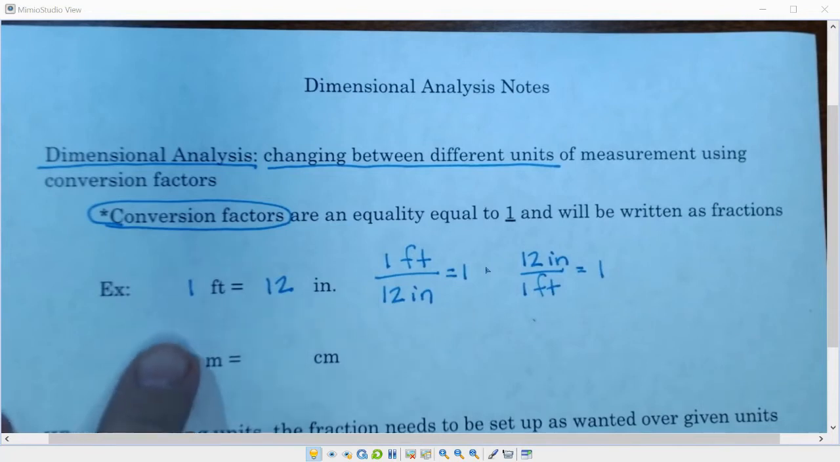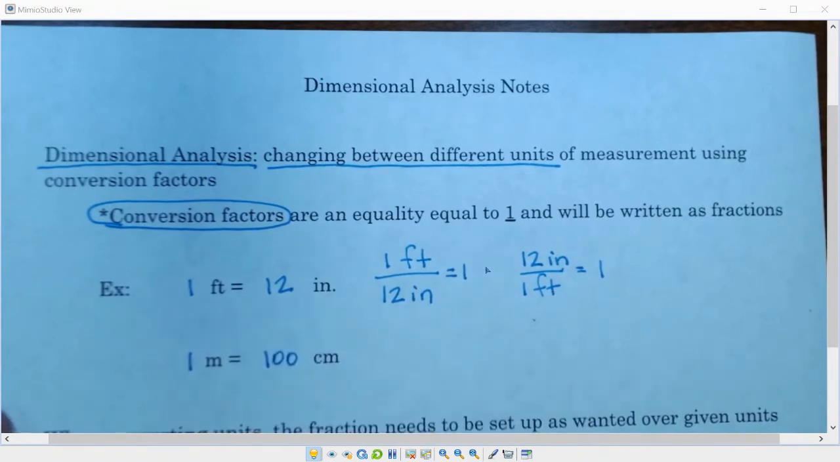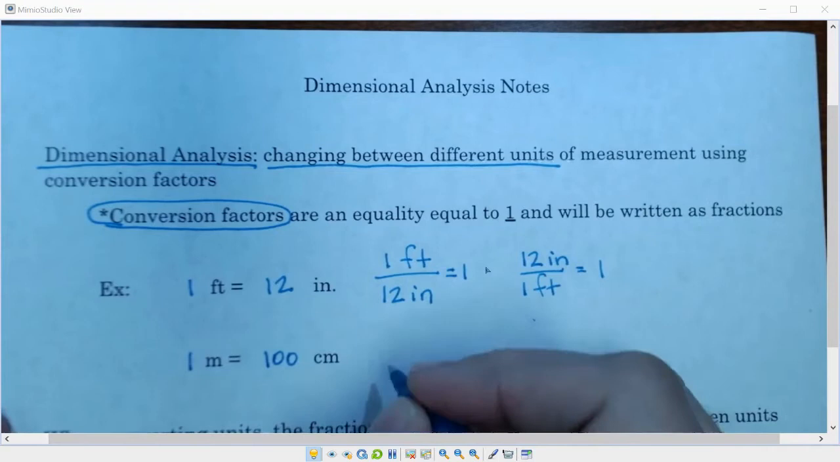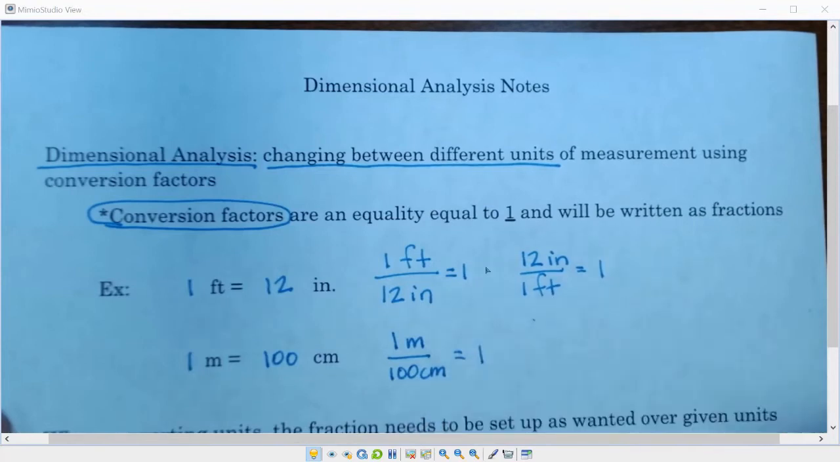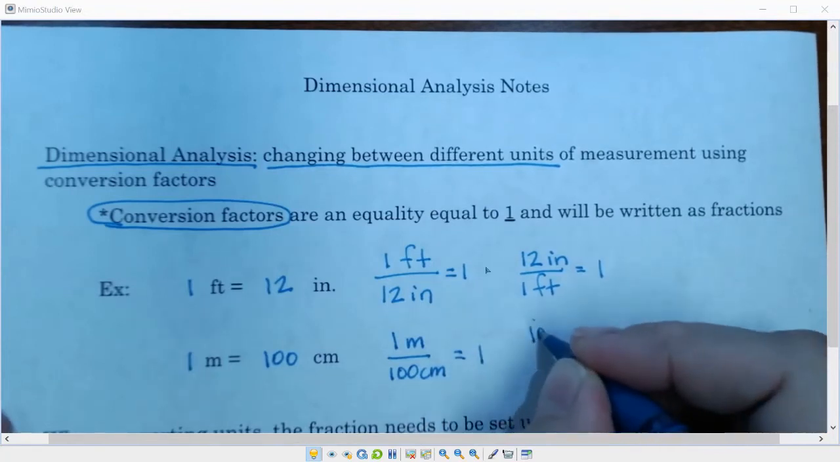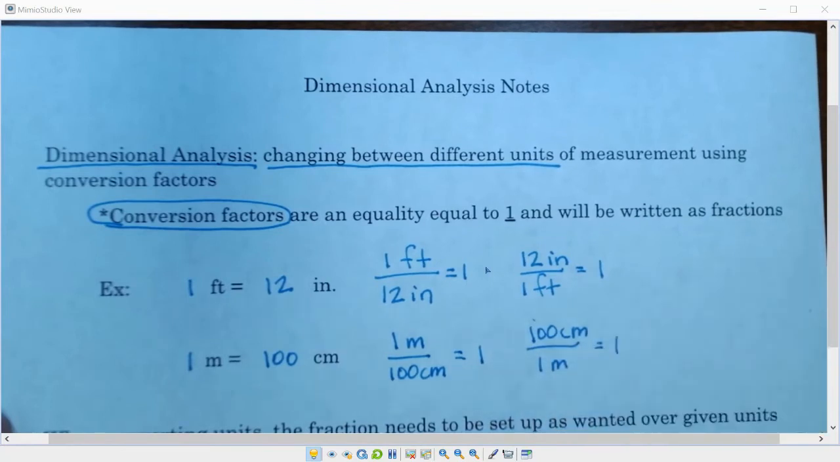I can do the same thing with a metric measurement. And if you recall back to the metric measurements, 1 meter is equivalent to 100 centimeters. So I again could write that as a fraction, where I put 1 meter over 100 centimeters, which equals 1. Or I could say 100 centimeters over 1 meter also equals 1. So these are conversion factors.